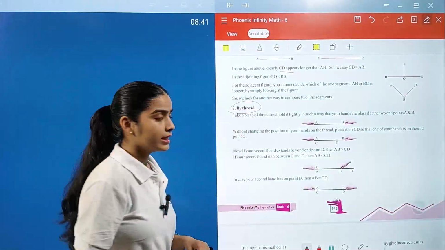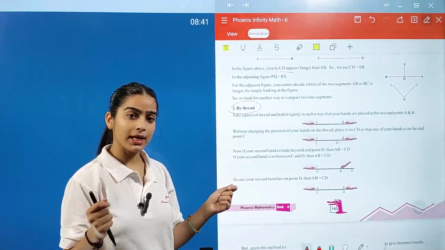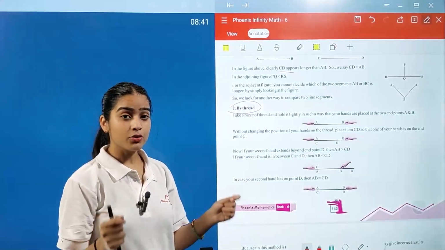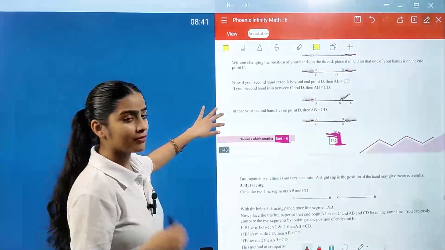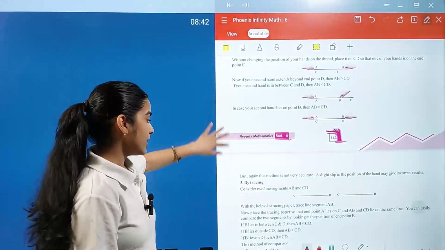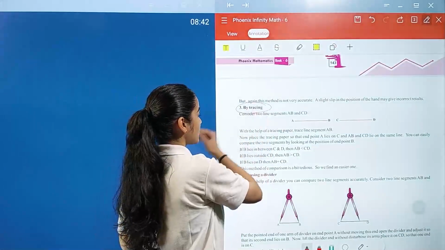You can take a thread, mark the initial point and end point of a line segment, and then measure which one covers more length of the thread, and after that you can easily say which one is longer. Now we have the third method, which is by tracing.